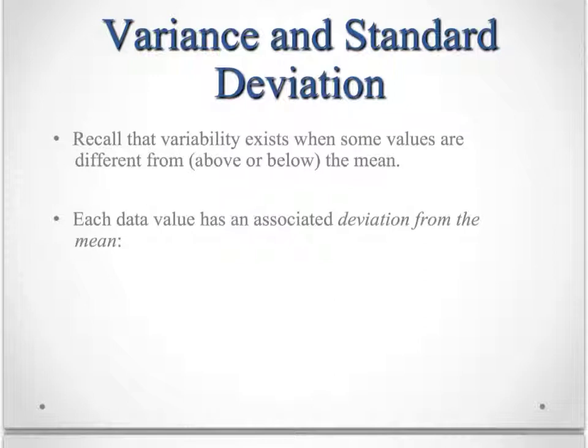Okay, so recall when we talked about variability, we said that that exists when values are different from the mean. So each value's difference from the mean is what we call its deviation from the mean. Deviation just means it's different from. It goes away from the mean this much. And we're going to use those to calculate something called variance and then something called standard deviation.